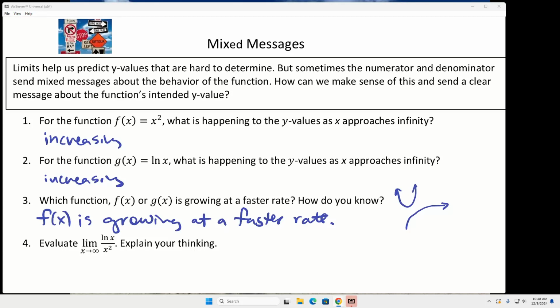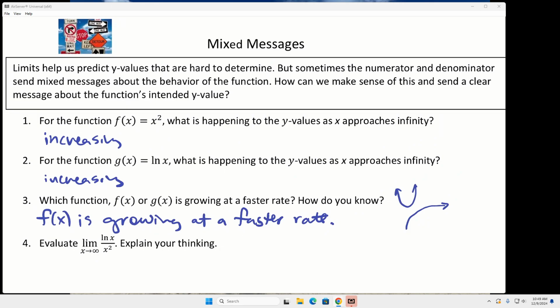So I heard you guys all saying the right things. How do you know? You came up with something I actually didn't think about, and someone said something about concavity, and that's another way to know. Nice job. Whenever the function is concave up, the rate of change is increasing. Whenever the function is concave down, like a logarithmic, the rate of change is decreasing. So f is definitely growing at a faster rate.